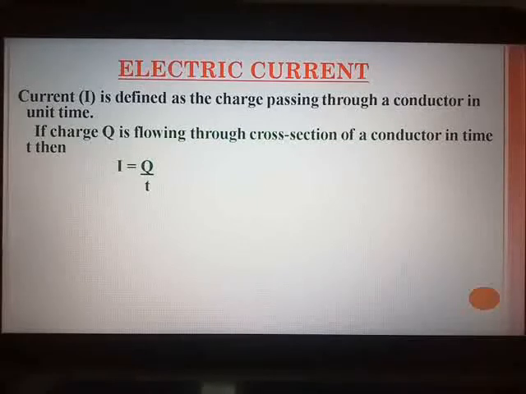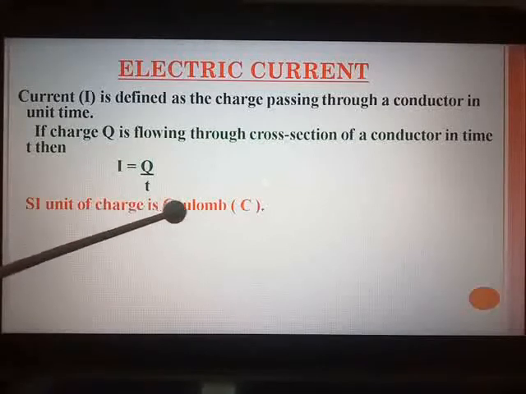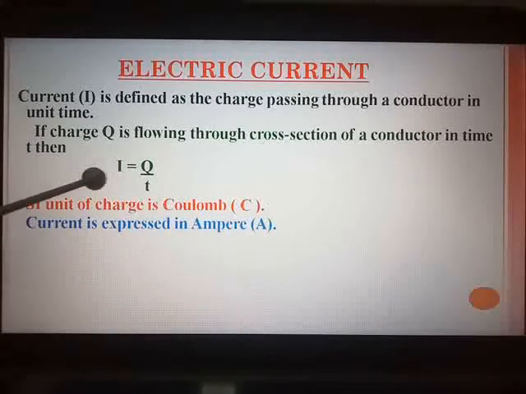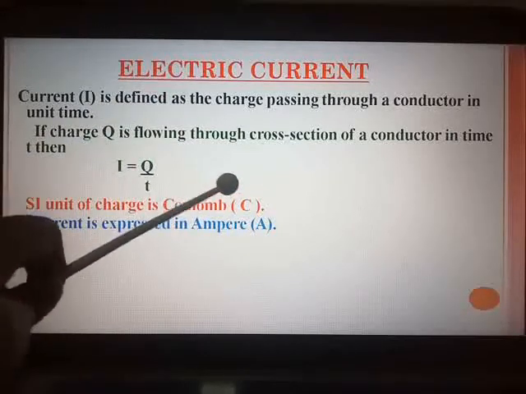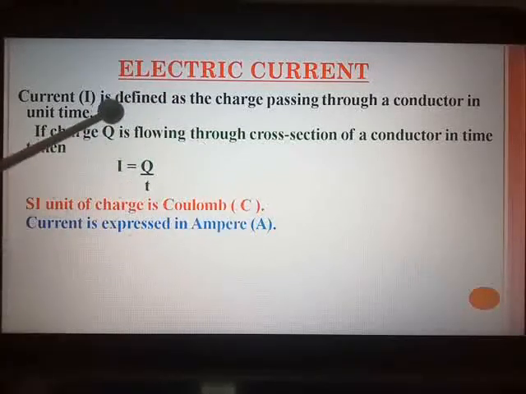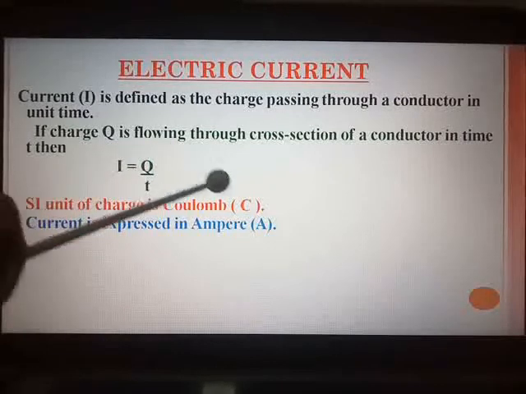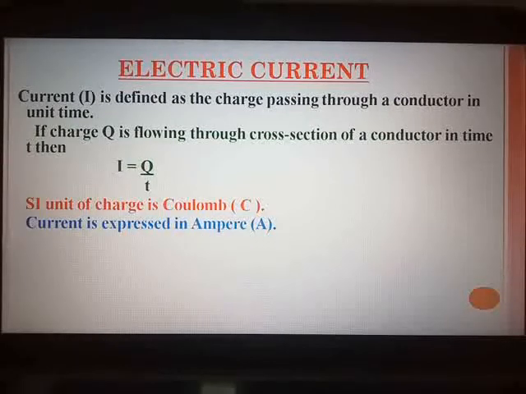Henceforth you have to remember that current is denoted by capital I. So capital I is equal to Q upon t. The unit of charge is coulomb, so the SI unit of charge is coulomb, denoted by capital C. The SI unit of current I is ampere, and you are going to write the unit as capital A.